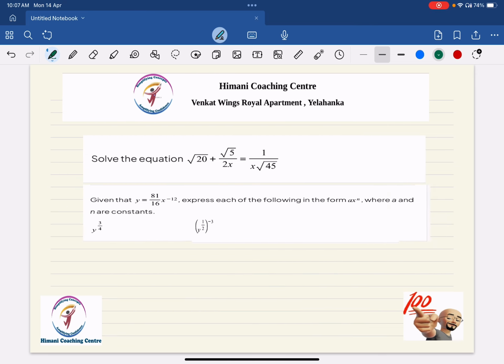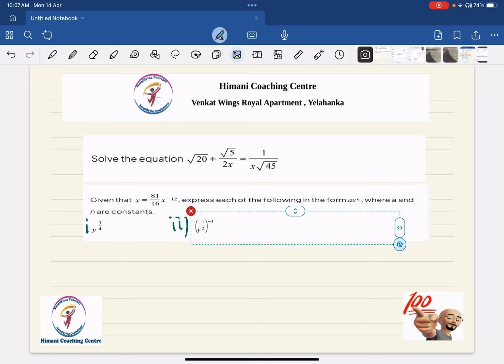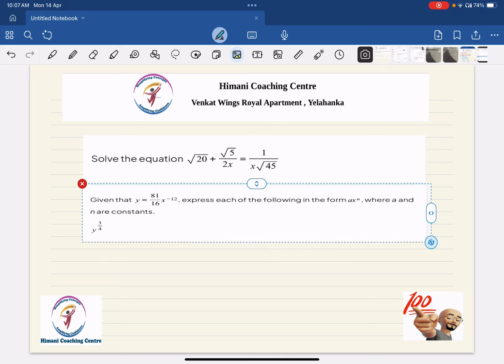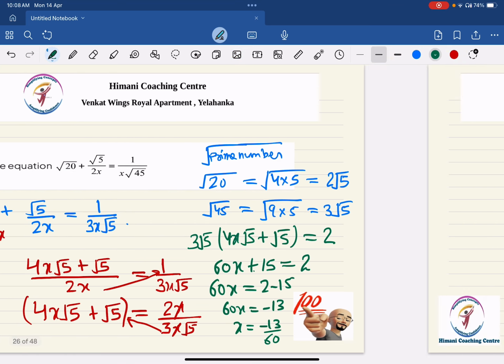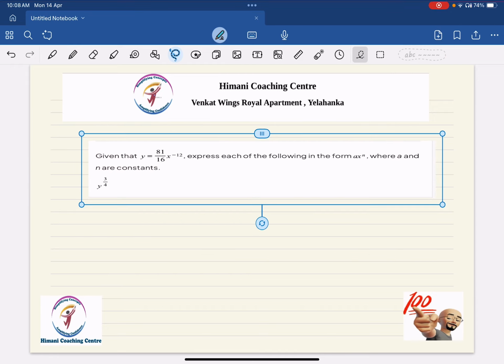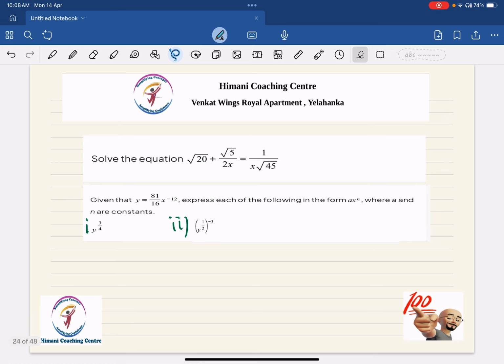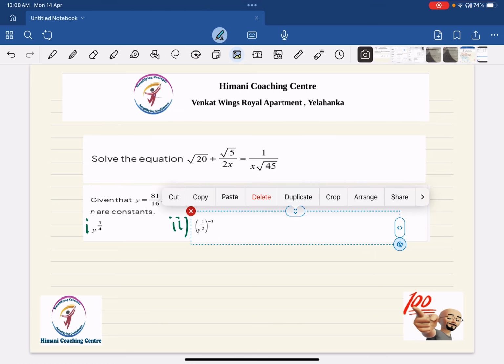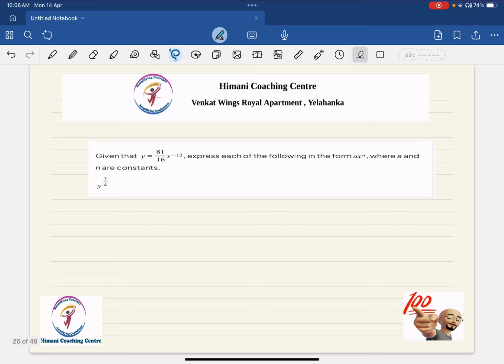We are given that y equals 81 upon 16 x to the power minus 12. Express each of the following in the form of a x to the power n, where a and n are constants. We are supposed to find that. So we have to express these two terms. Again, let us take this question, let us copy it and bring it here. And the second question is this one. Let us copy this as well and bring it here.